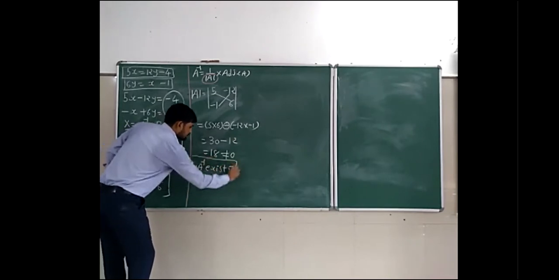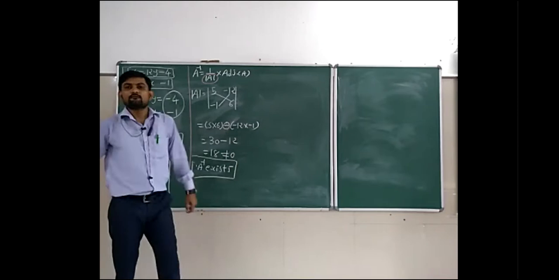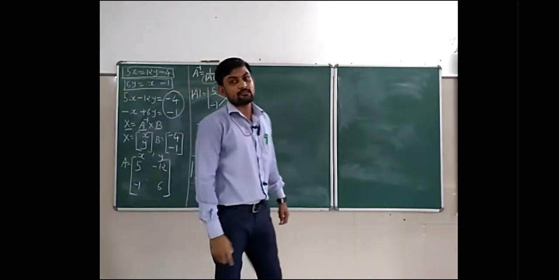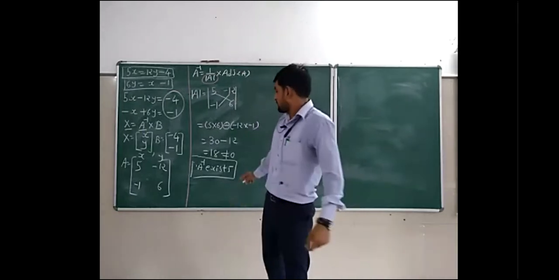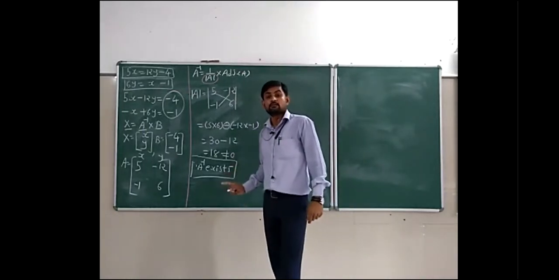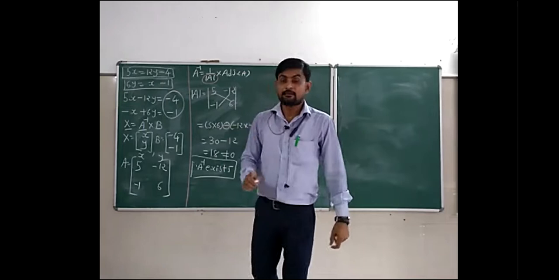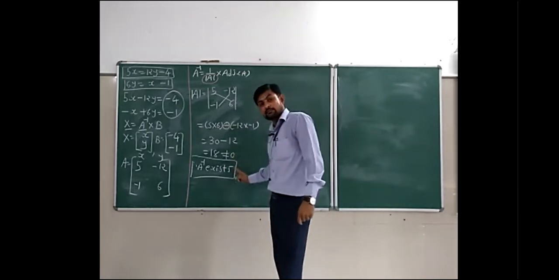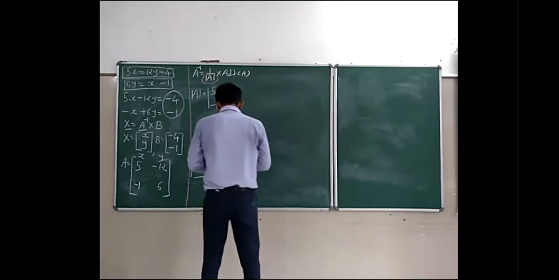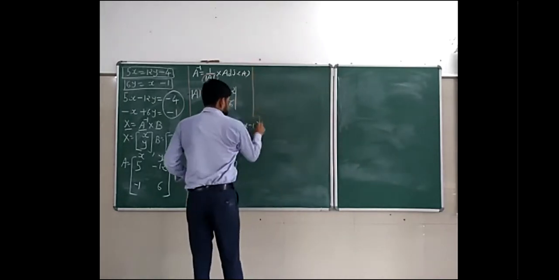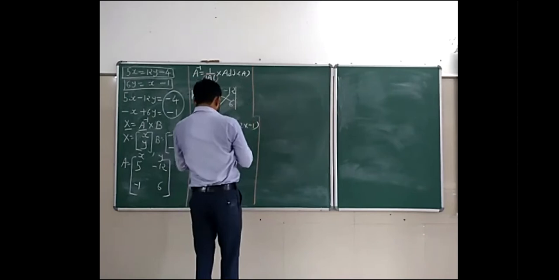Now here, definitely we can find the value of x and y using the inverse factor. So this is the most important condition to find the inverse matrix. Please mind this condition well. Clear? Okay. After getting the answer of determinant of A, now we'll find the adjoint of A.